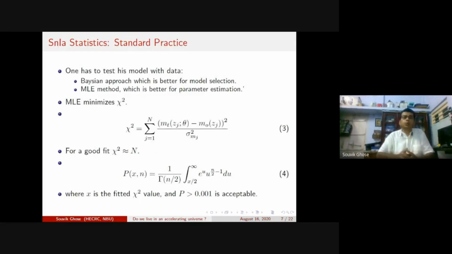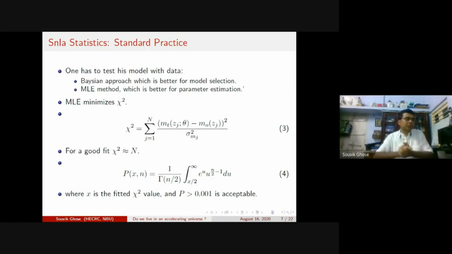Now, how do you do supernova statistics? Very standard practice. I have elaborated very briefly; going into the details is beyond the scope of this talk. There are basically two approaches. One is the Bayesian approach, and the other is the classical maximum likelihood estimate, that is the MLE method. These differ more or less in how we pose the question itself.